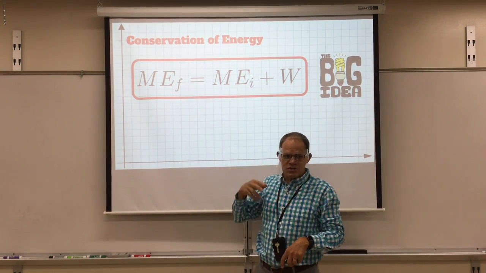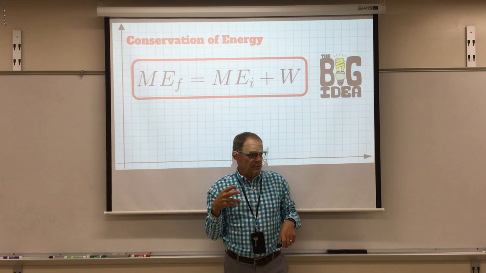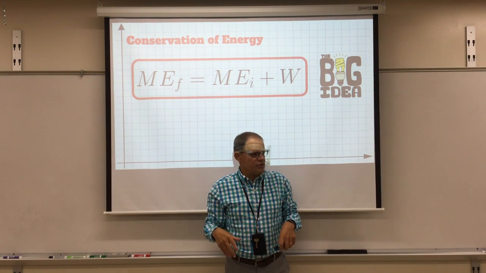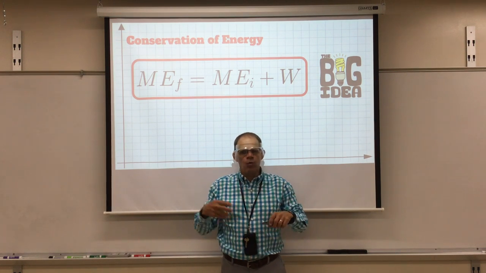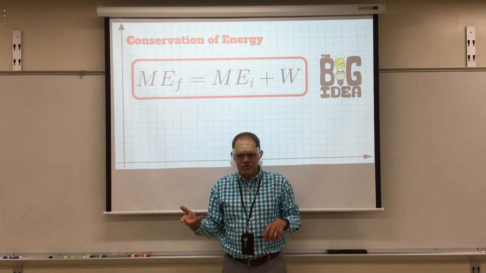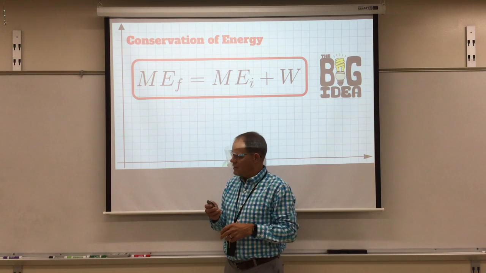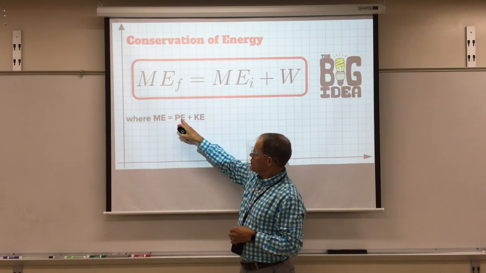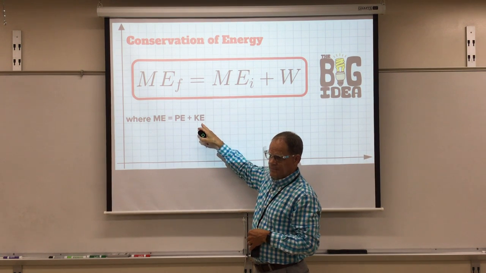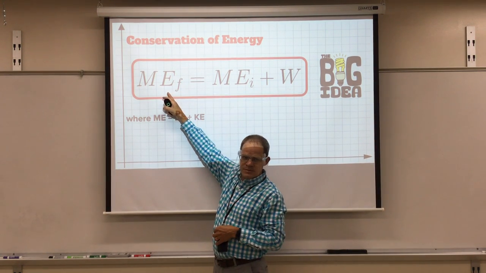So remember, work is the transfer of energy, right? Your engine does work when it transfers energy from gasoline to kinetic energy. Your brakes do work when they transfer kinetic energy to heat. So, ME is equal to PE plus KE. So that's what the ME means.